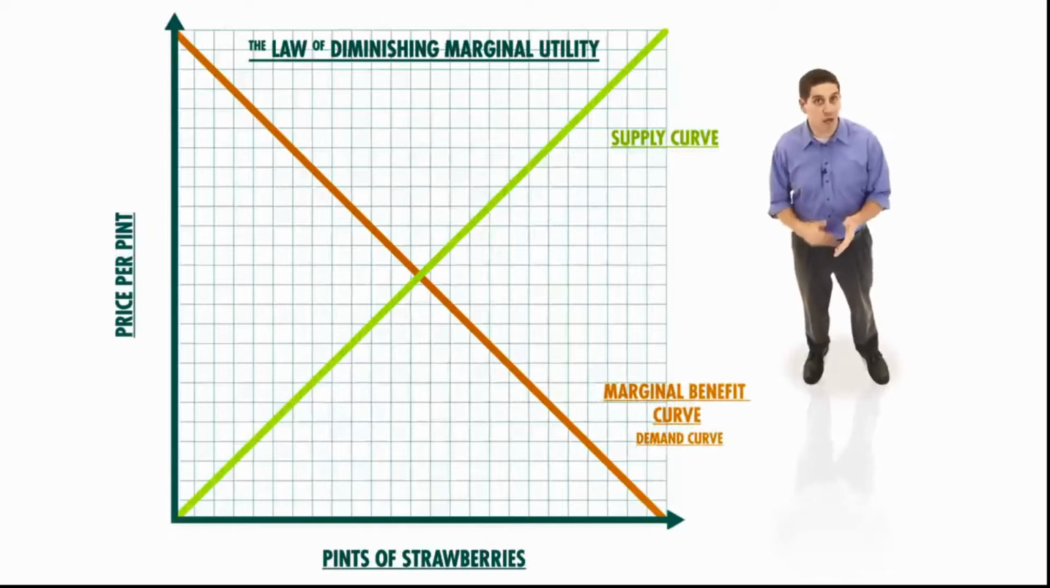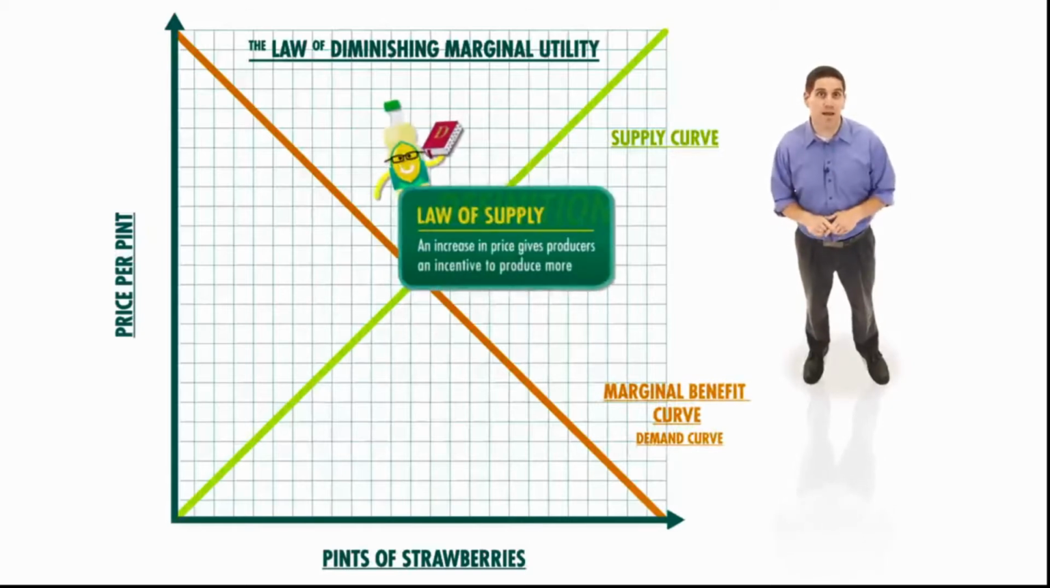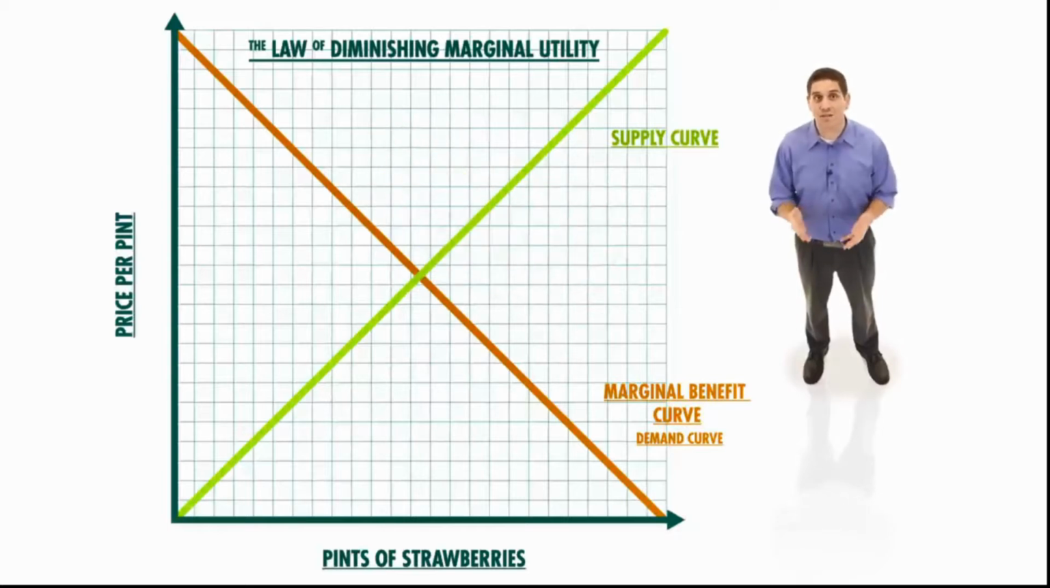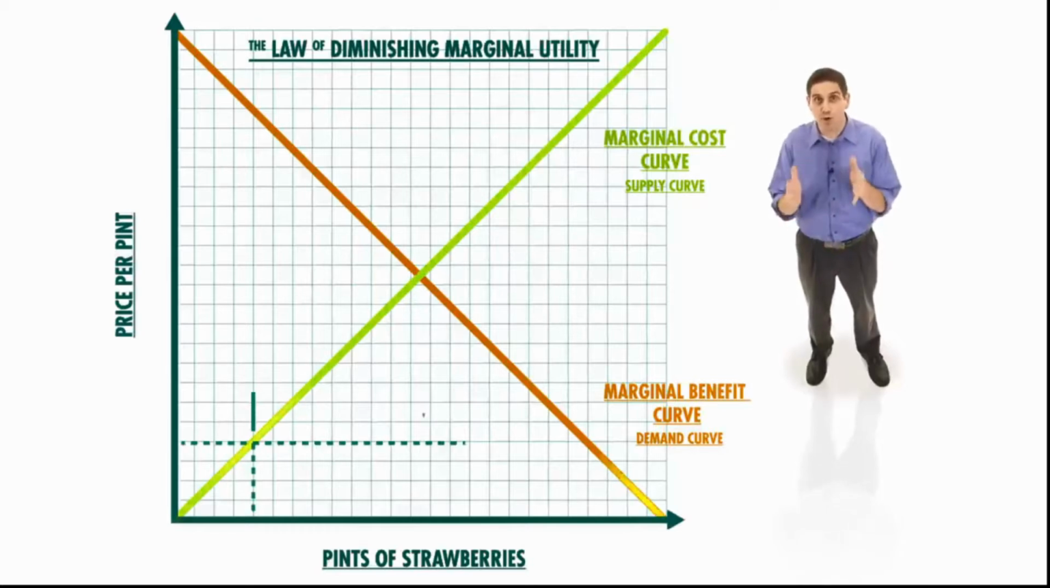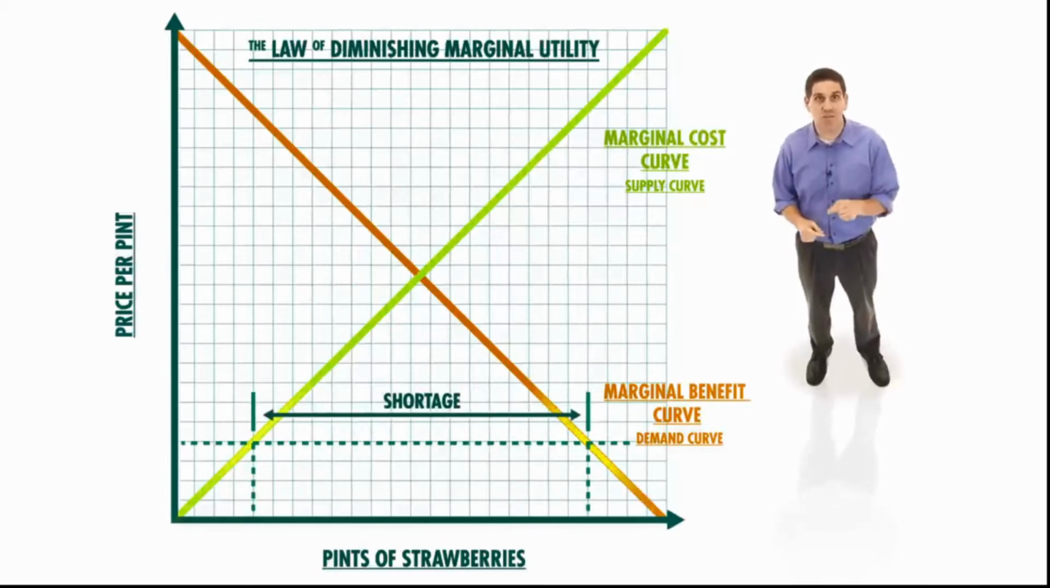The supply curve is upward sloping, representing the law of supply. An increase in price gives producers an incentive to produce more. It turns out that supply curves are really just marginal cost curves. It represents the additional amount of resources, time, and energy that each additional pint of strawberries costs. This graph explains why markets tend to be so efficient with our scarce resources. If strawberry producers produce too few strawberries, the marginal benefit of the last unit will be greater than the marginal cost. That's the market calling out for more strawberries.